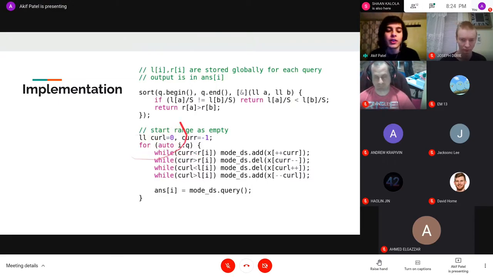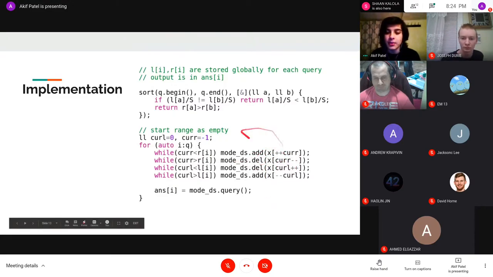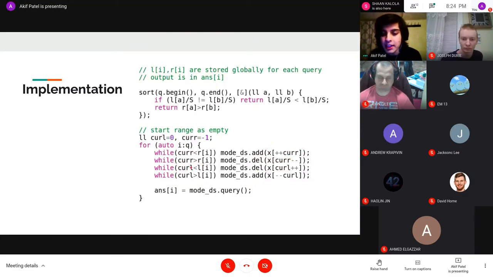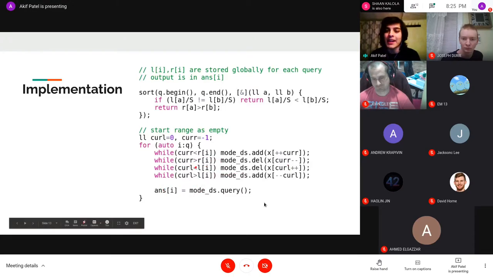Then we loop over all queries, in the order that we just sorted by. And then we just naively do it. If the right endpoint needs to go even further right, we just add and increase it. If the right endpoint needs to shrink, it needs to go left, we just delete and shrink. Remember, x was the original array, so we take that item and add it, or we take the item and delete it. If the left endpoint needs to shrink by going to the right, we delete until it doesn't need to anymore. If it needs to expand by going more to the left, we let it do that by adding.